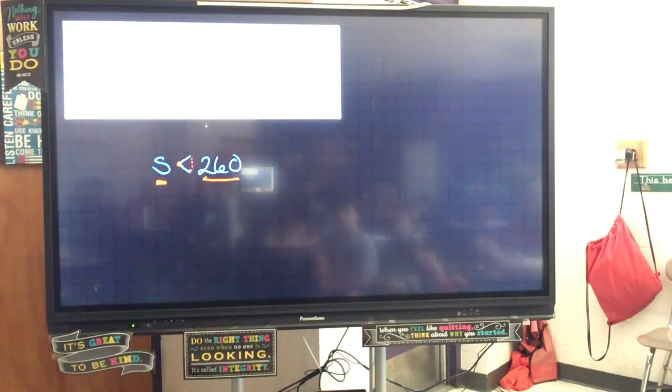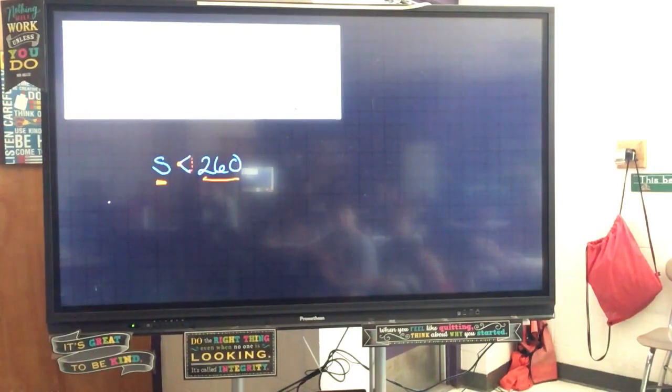How do we graph an inequality? Well, I'm going to start by making a big circle. Let me switch colors here. I'm going to start by making an open circle above 260 to show that 260 is not one of our possible answers, right? They did not spend $260. They spent less than 260.